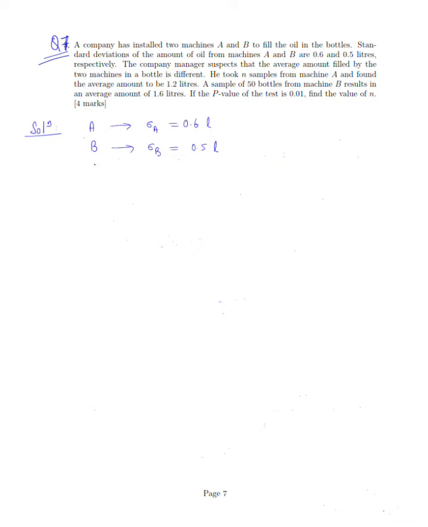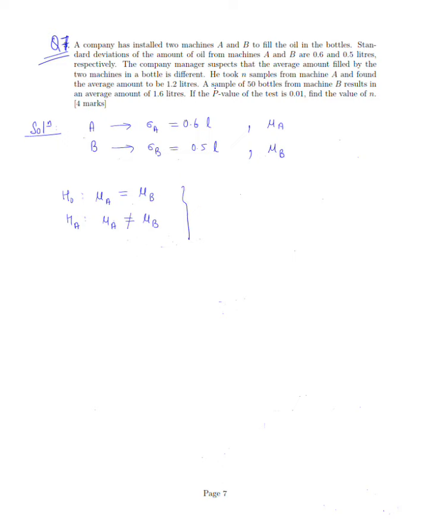So let's denote the average amount filled by machine A as mu A and the average amount filled by machine B as mu B. And we want to check, so the null hypothesis is going to be mu A equals mu B, and we want to check if this is same or not. So mu A not equal to mu B is the alternative hypothesis.